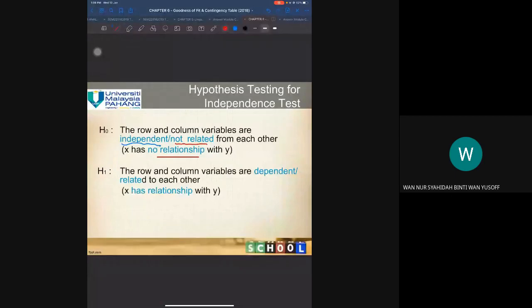Another term that you can use for H0 is not affected. And opposite to that, affected. Or to be safe, you just follow the keyword in your question, and it will be easy for me to mark later. So you just follow the keyword used in your question.